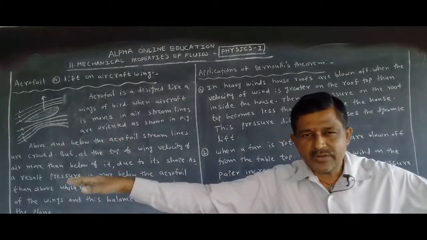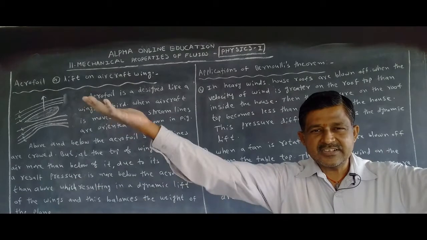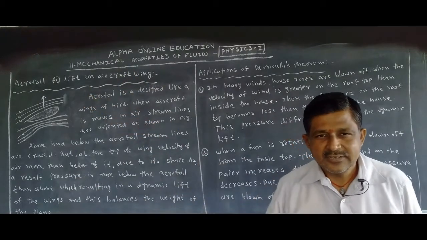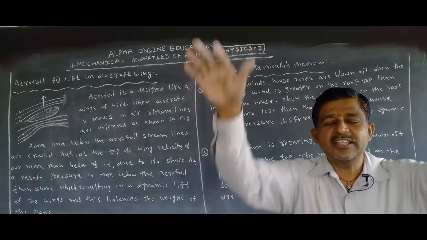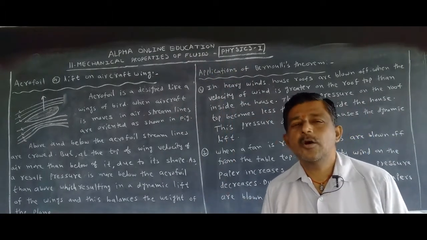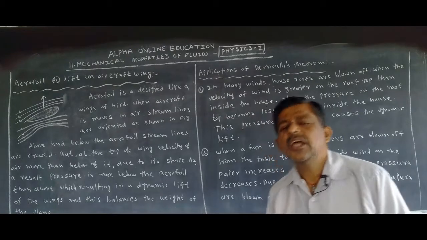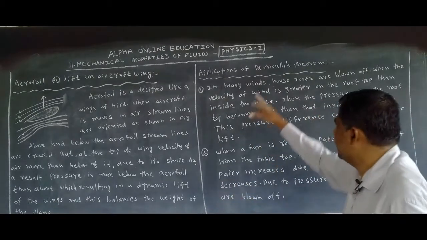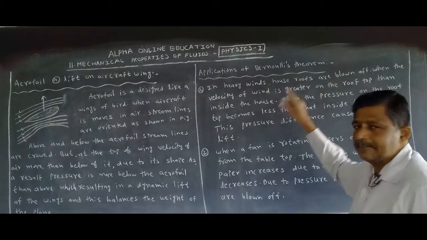On both sides, what happened? The dynamic lift occurred. So the aeroplane moves and lifts, and it is called dynamic lift. Okay, this is another application of Bernoulli's principle. One more small example is also there, among the applications of Bernoulli's theorem.